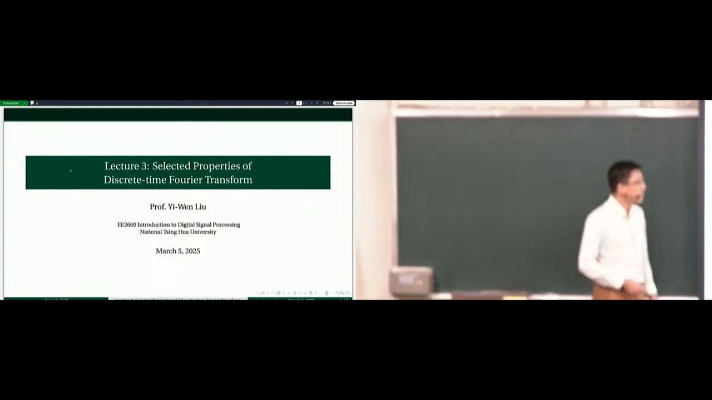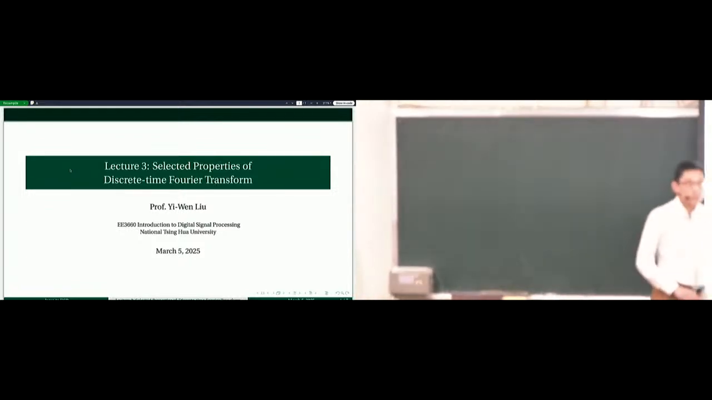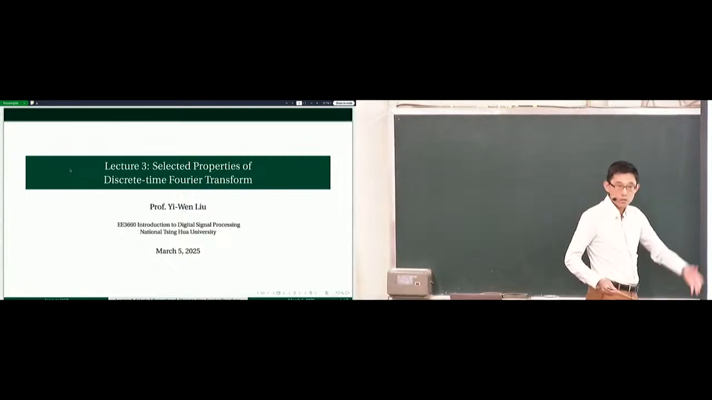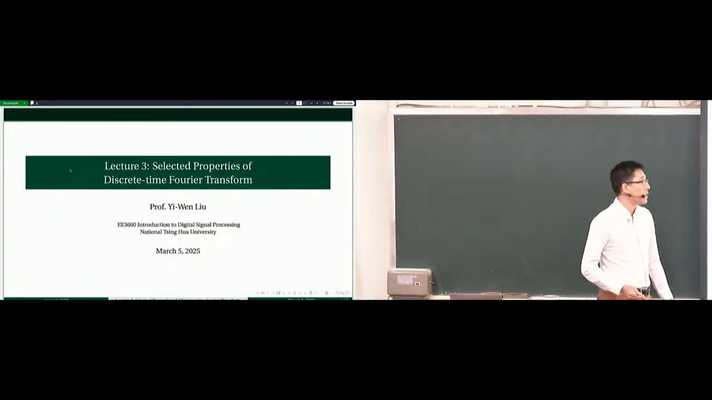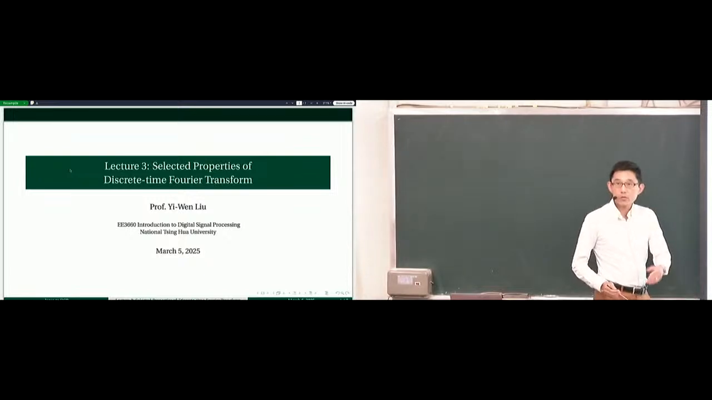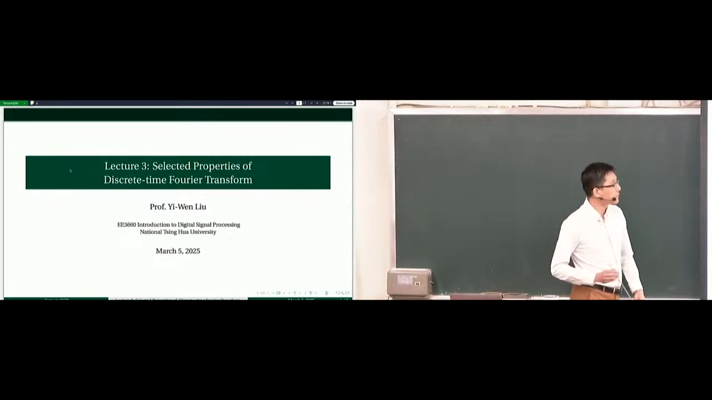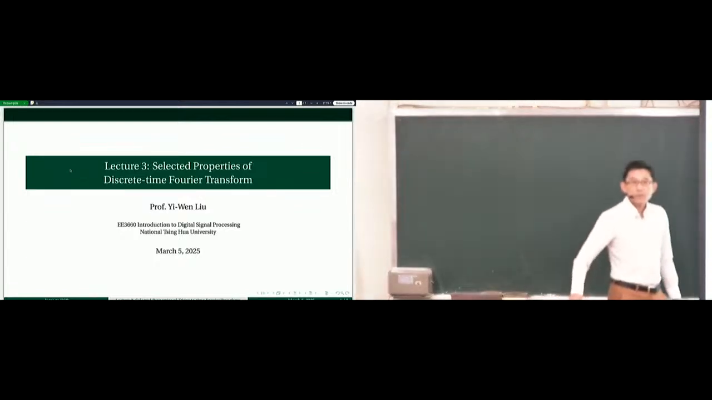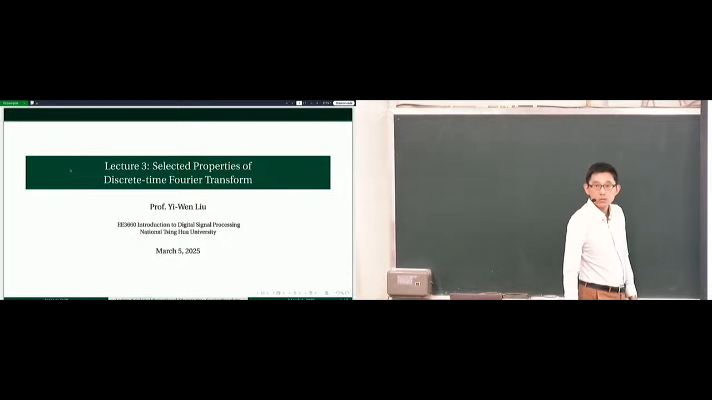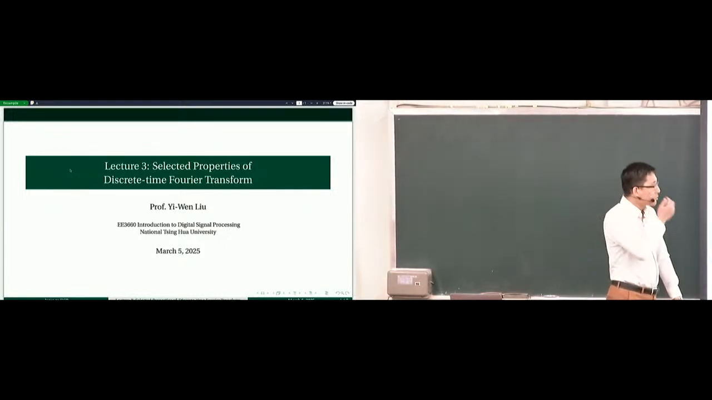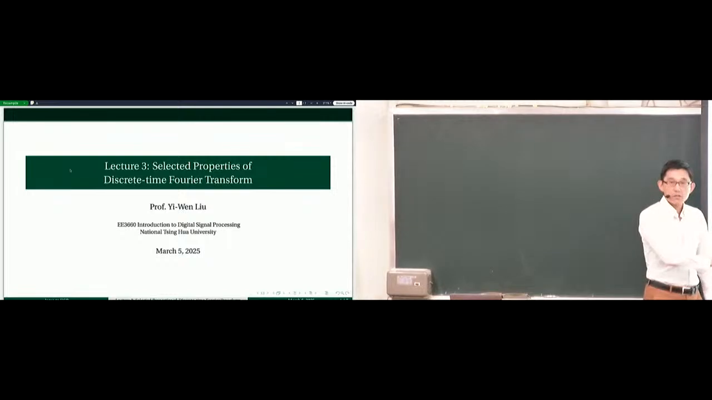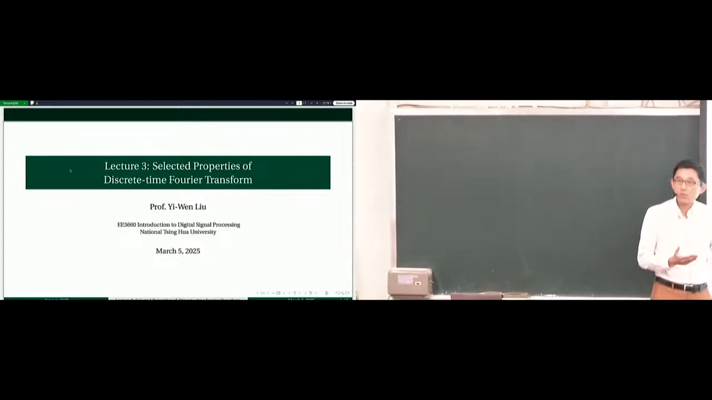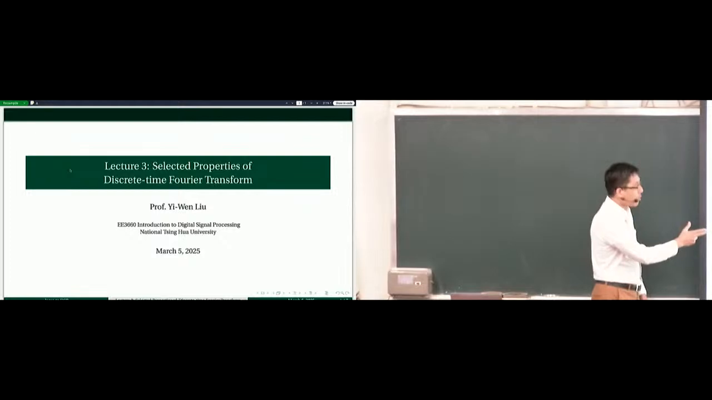So today we are going to continue. In case you have already learned DTFT before, most likely from signals and systems, this will be a review. But for some of you this might be new. Here I say selected properties. My intention is not to cover everything in DTFT, but instead to focus on just a few properties that I found most useful for the rest of the semester. So there will be a discussion on selected properties of the transform.